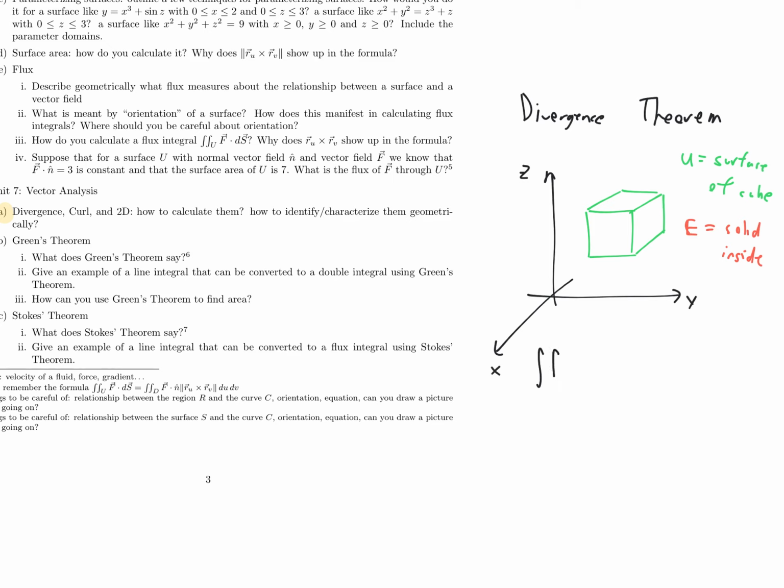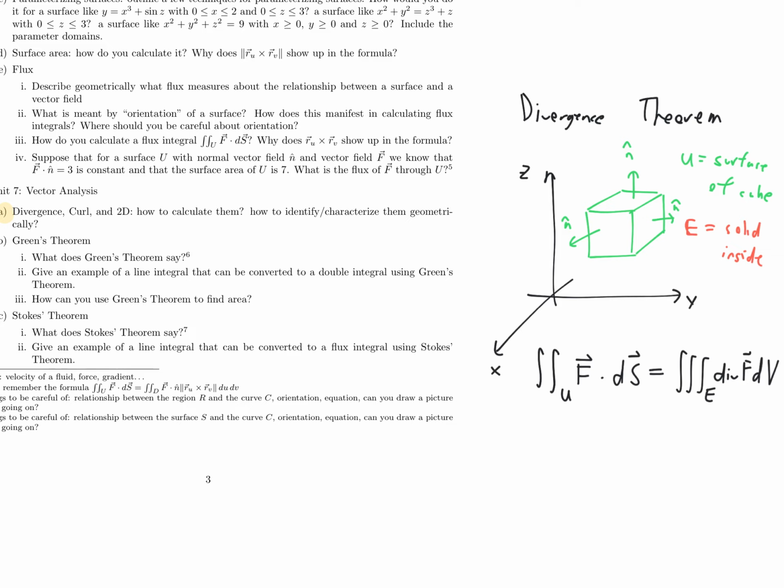And what the divergence theorem says is that if I take the flux of a vector field through the surface U, that should be equal to the triple integral of the divergence of the vector field f. So again, I need to say something about orientation here, but this one is a little bit easier to state, that I always want the orientation to be outward facing. So the outward flux is equal to the triple integral of the divergence.